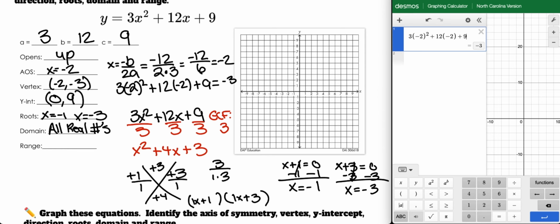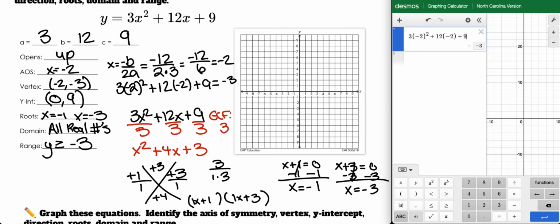And then the last one is the range. The range in this one is, because it's going up, y is greater than or equal to our minimum value. The minimum value is the y value from our vertex, which is negative 3. All right. So now we have all of our key features. With us having all of our key features, we can go ahead and start graphing.